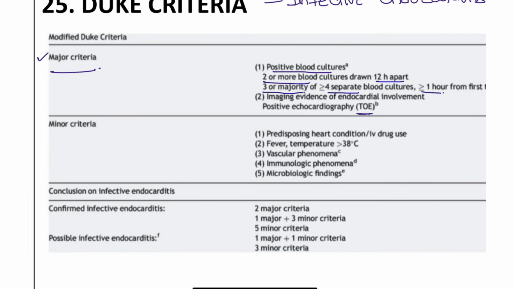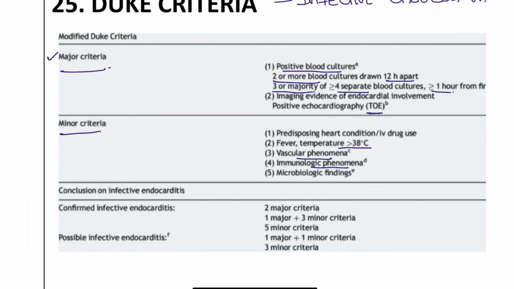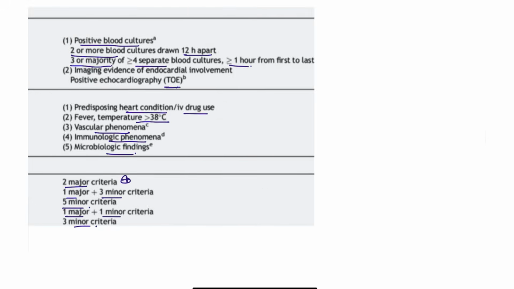criteria. Next, minor criteria: fever more than 38 degrees, vascular phenomena like lesions, immunological phenomena like Osler nodes, microbiological findings, the predisposing heart condition, or IV drug abuse. This is minor criteria. Confirmation requires two major criteria positive, or one major and three minor, or five minor criteria positive. Possible infective endocarditis is one major and one minor, or three minor positivity.